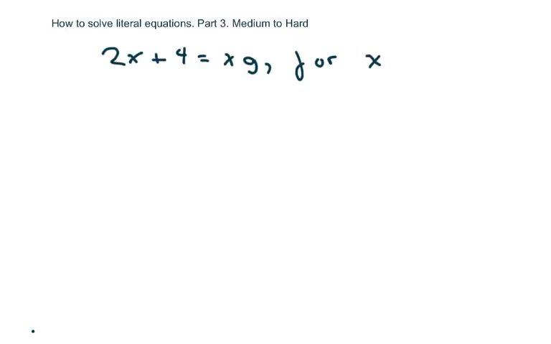Hi everyone, this is how to solve literal equations, part 3. These are medium to hard. The reason they're hard is because we have to use the greatest common factor a lot. Some places call it the highest common factor. In fact, IB likes to call it the highest common factor.